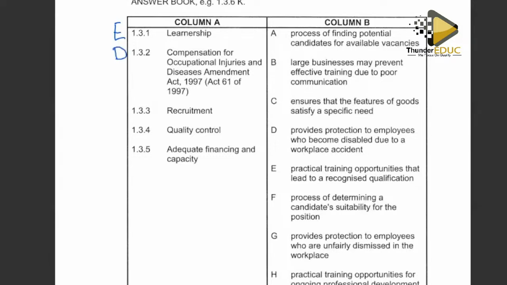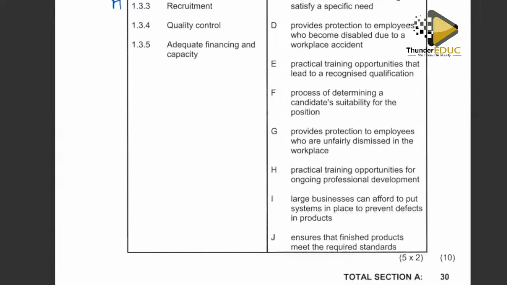Okay, right. So now, grade 12s, we have landed on question 1.3.3 where we have recruitment. So now this is nothing but a process of finding potential candidates for available vacancies. So now our appropriate answer in this regard is going to be A. So now let's check quality control. Quality control is in line with ensuring that finished products meet the required standard. Meaning in this regard, our appropriate answer is going to be J.